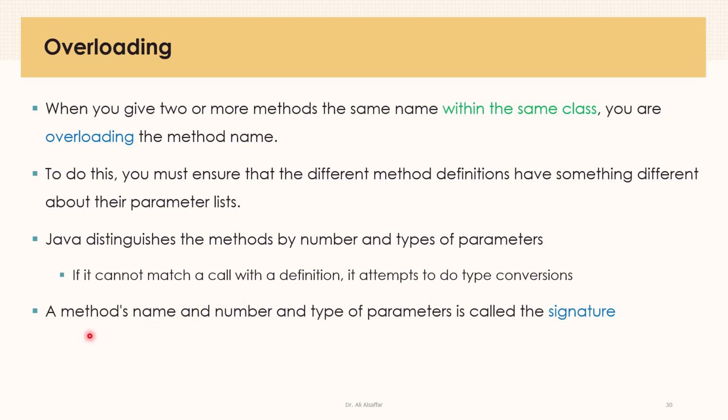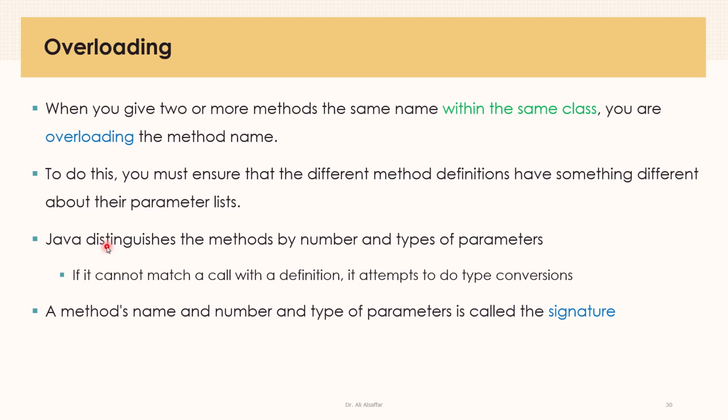For any method you define in a class, the method's name and the number and types of parameters is called its signature. Therefore, when you define a method multiple times with the same name in a class, make sure that each definition has a different signature.